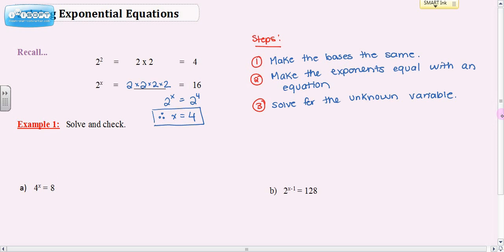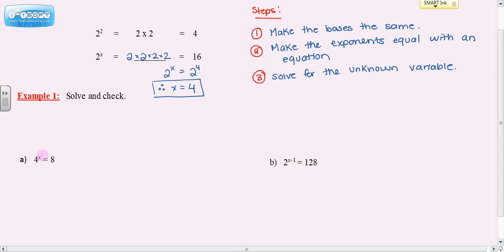Here I have an equation: 4 to the power of x equals 8. Like I said, right now 4 to the power of 2 will not give me 8. It will go beyond 8. So this is where I was talking about how you have to try to make bases that are the same but as small as possible. So I know that 2 to the power of 2 does go into 4.